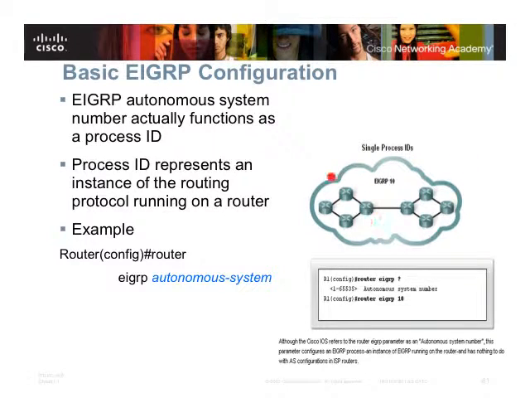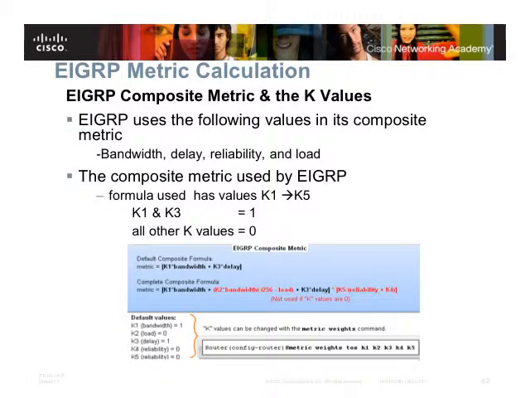If I use a different process ID, then all of a sudden I separated those two routers, from the routing perspective, into two different networks. Okay? Yeah, this is very important.